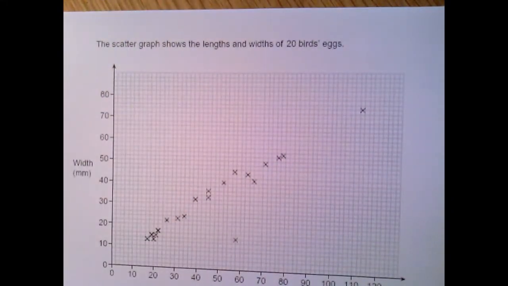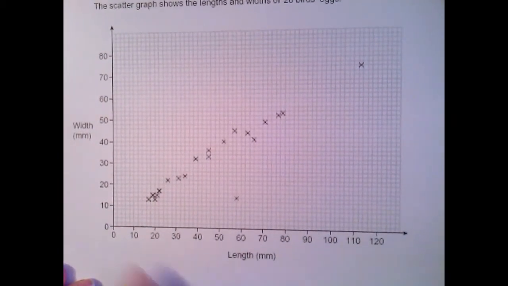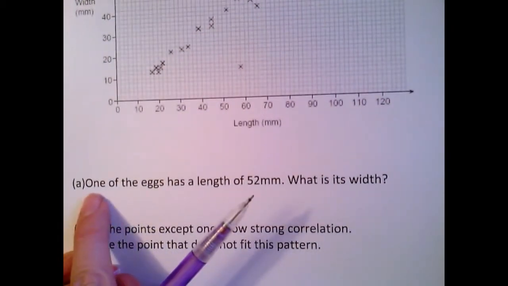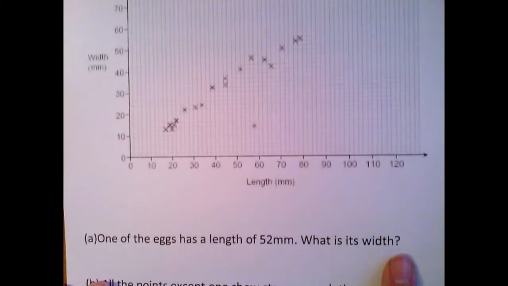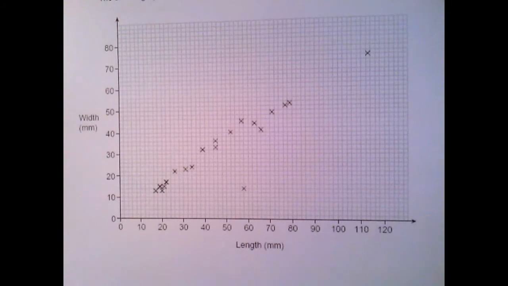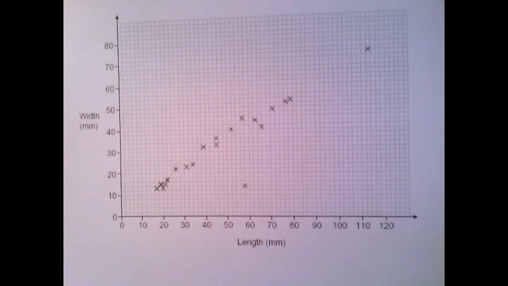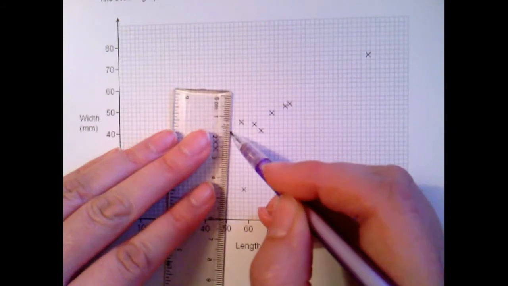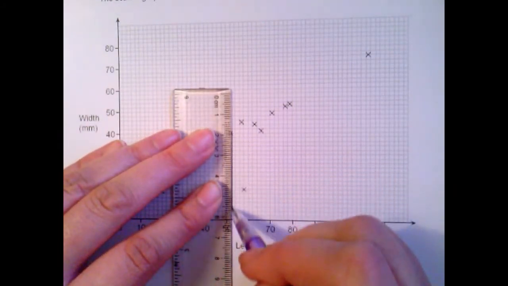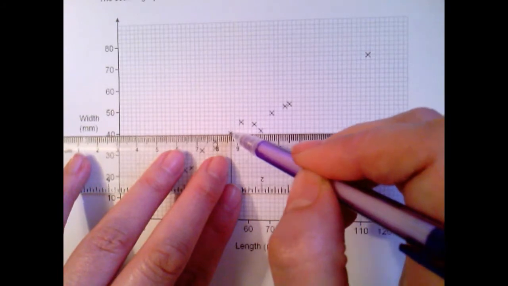So, question then. Scatter graph shows the lengths and widths of 20 birds' eggs. So this is shown on this graph. And the question that we're asked then, one of the eggs has a length of 52 millimeters. What is its width? So if you go to a length of 52, and we want to know what the width is. So one of the eggs has a length of 52, so go to length, go to 50, and then 52 would be one wee square after that, and then rule up and over.